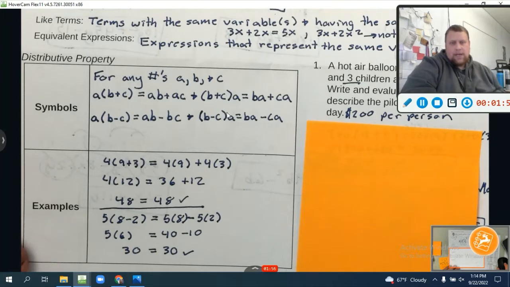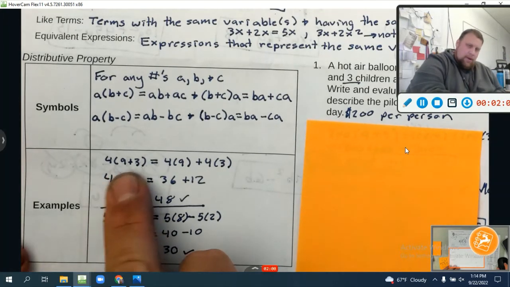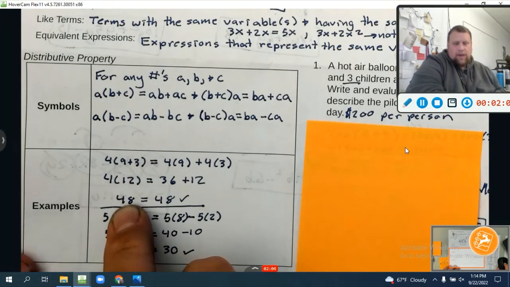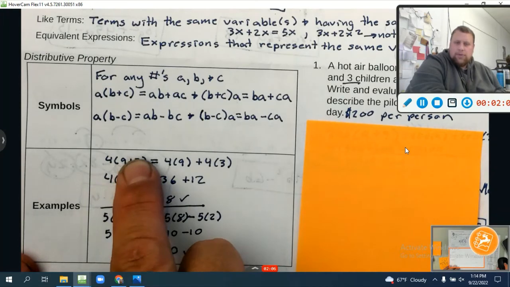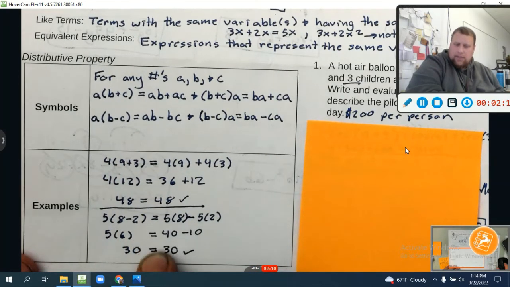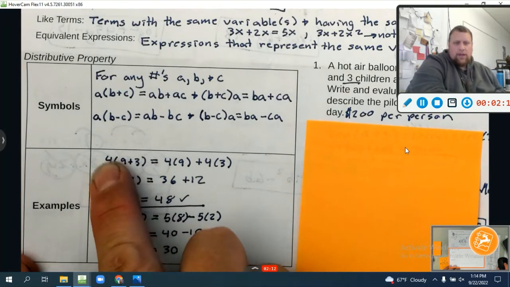If the A is on the other side, same deal. We see here in the numbers, what's going on here? We'd all say 9 plus 3 is 12, and 4 times 12 is 48. That's fine. But I want to talk about distribution. We're going to do it this way while it's easy, so that when we add in variables and it's a little challenging, you understand what's going on.